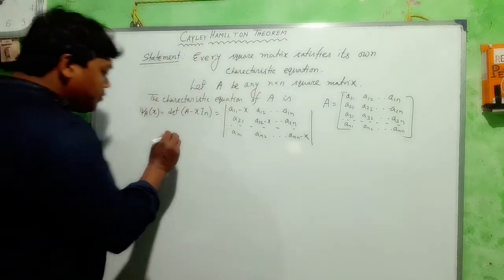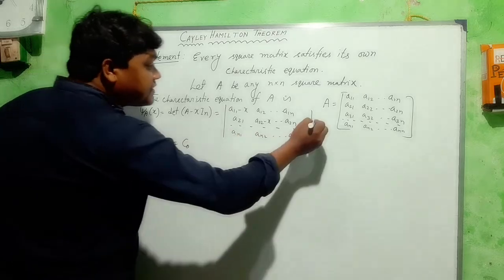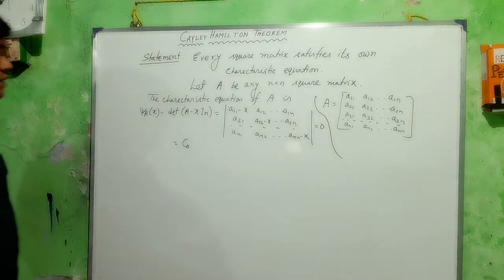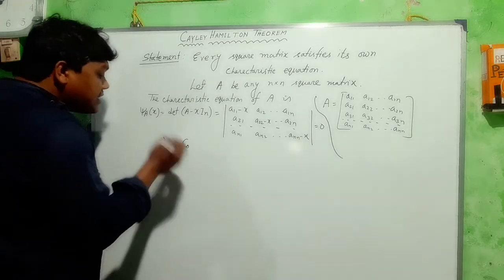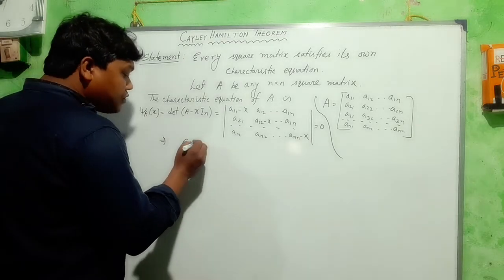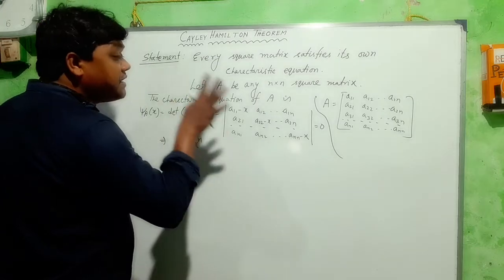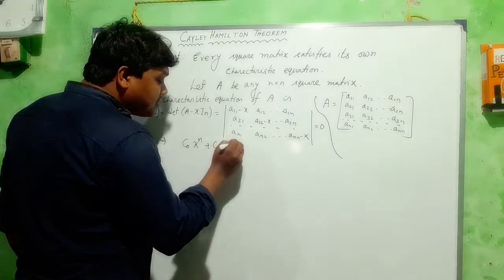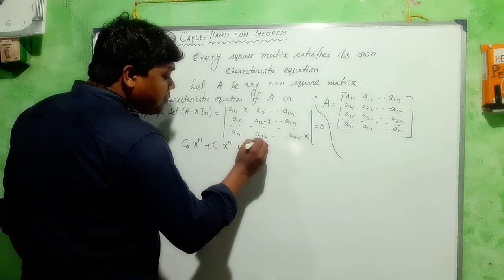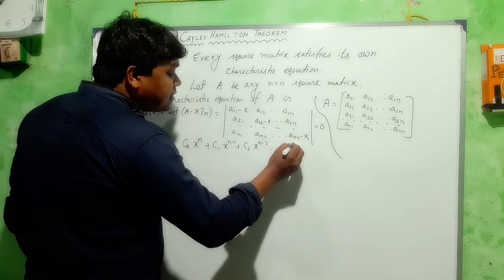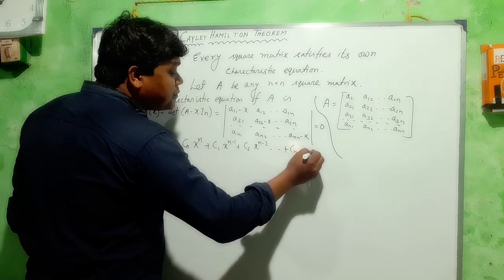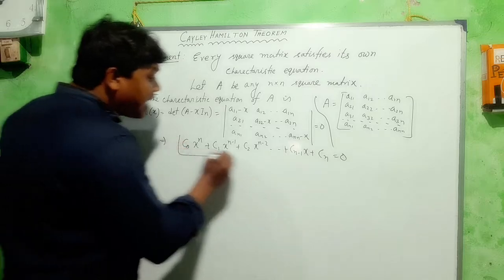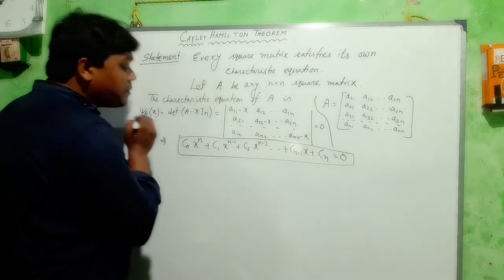So after some calculation, we will get C naught, that equals 0 because I am saying here the characteristic equation. So psi x equals C naught x to the power n, since the matrix is n cross n, plus C1 x to the power n minus 1 plus C2 x to the power n minus 2, and so on, plus Cn minus 1 x plus Cn equals 0. This is the characteristic equation of the matrix.